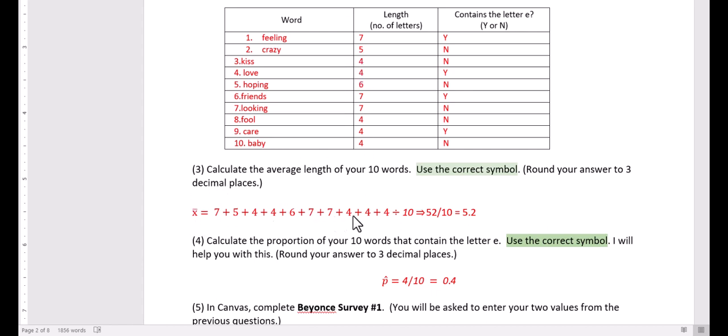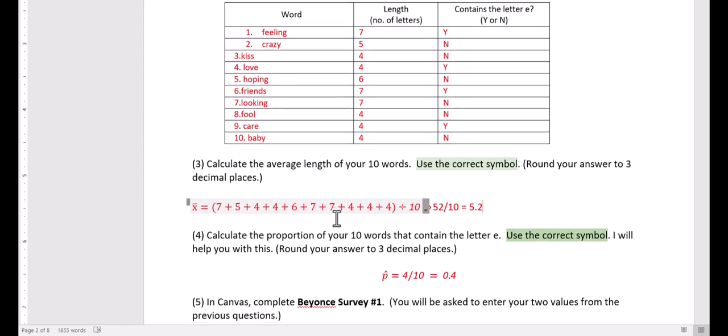So I add them all up and divide by 10, which gives me 52 divided by 10. And I should really be using parentheses here to make sure that if you're doing this on a calculator, make sure that you're using parentheses over the whole thing, divided by 10. Otherwise, it will just do 4 divided by 10 and add it up. Your calculator automatically does order of operations.